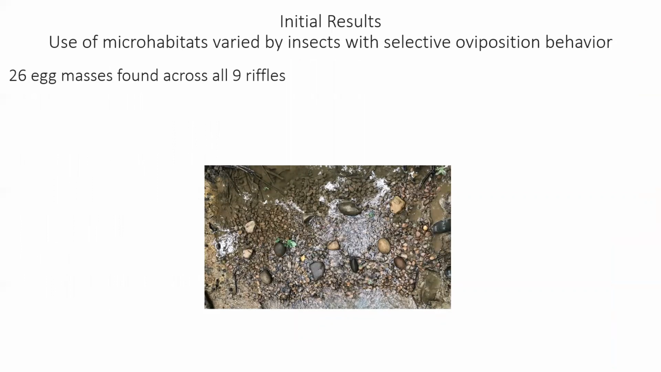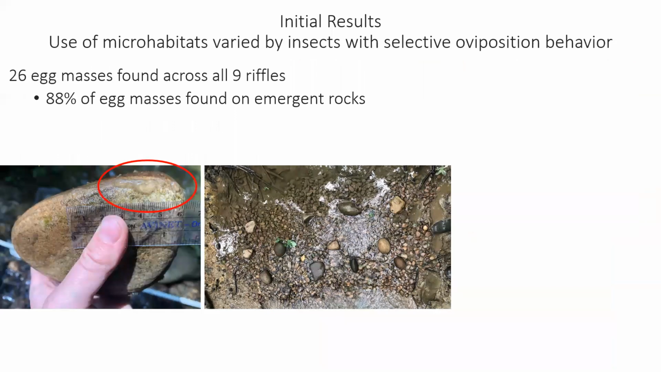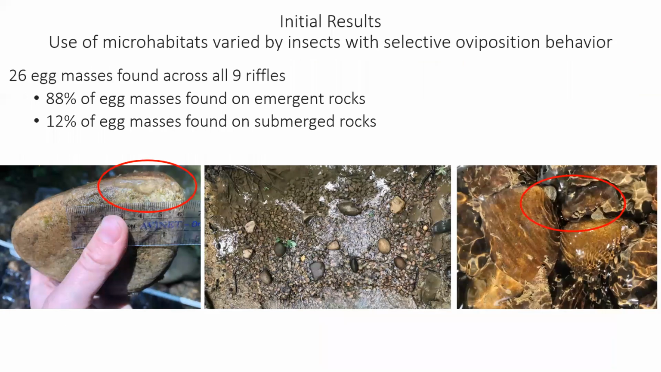As for our initial results, we found 26 egg masses total across all 9 riffles, 88% of which were found on large emergent rocks, and the remaining 12% were found on small submerged rocks. This suggests that the preference or use of microhabitats varies among selectively ovipositing taxa.